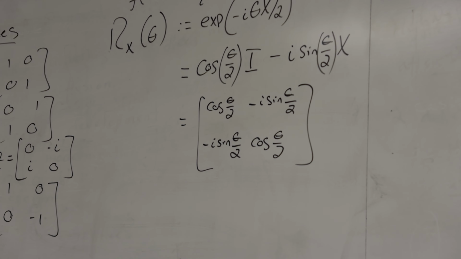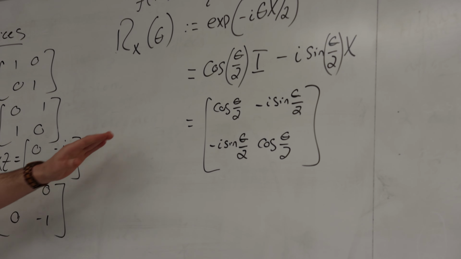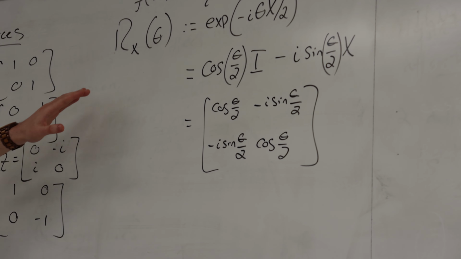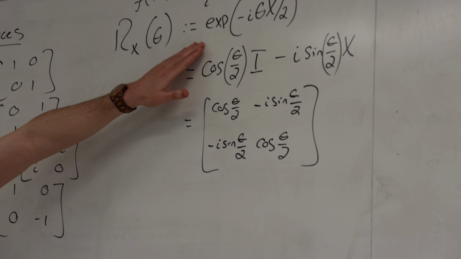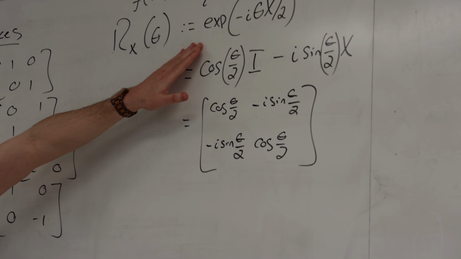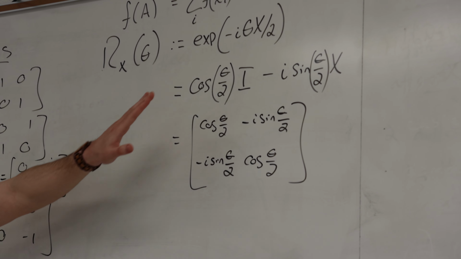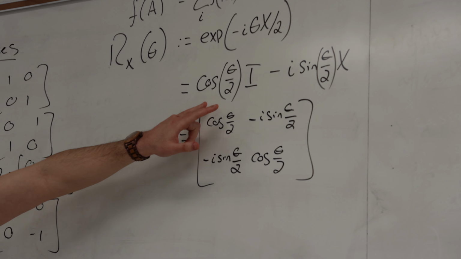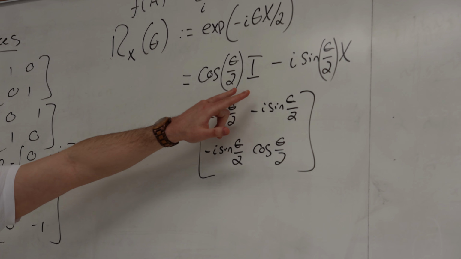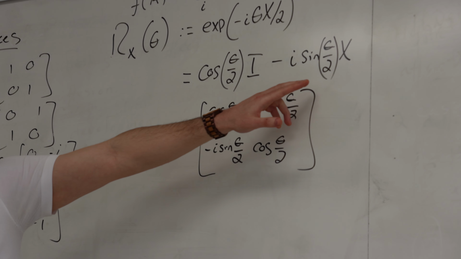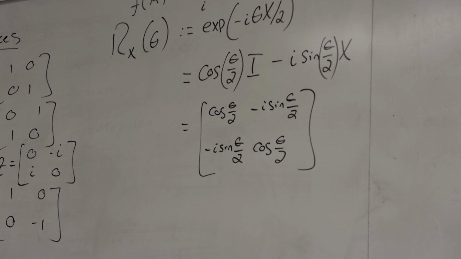So this is going to be the same for the other Pauli matrices. We're going to have a rotation about the y-axis, Pauli y, and a rotation about the z-axis. It's always going to be this definition. So this is the one that I would encourage you to remember. And then it's always going to work out to be the same expression here, cosine theta over 2 identity minus I sine theta over 2 times whatever the matrix is.